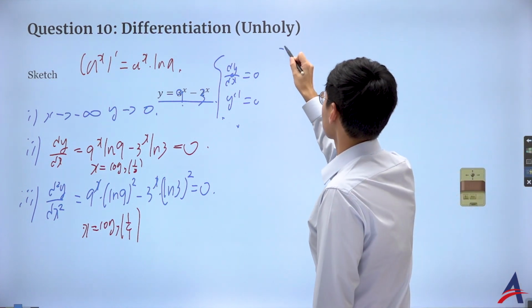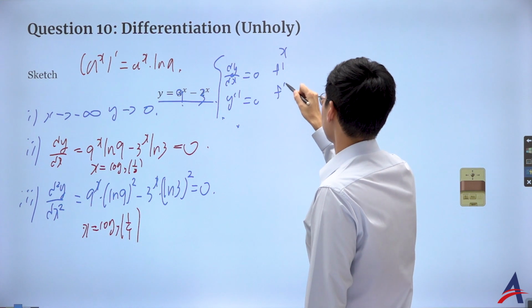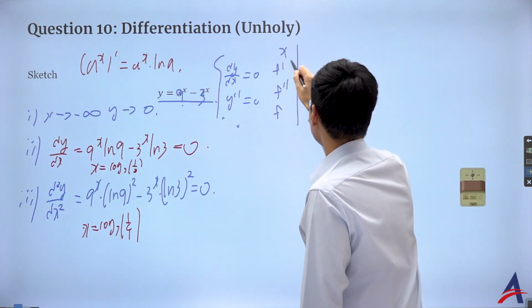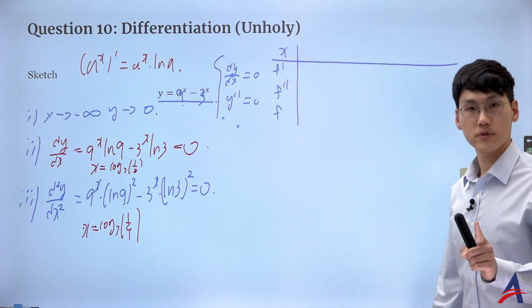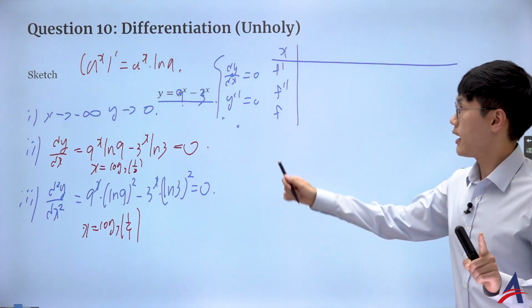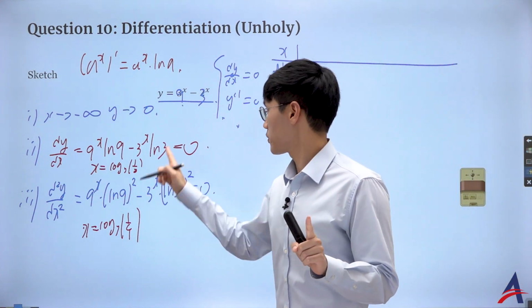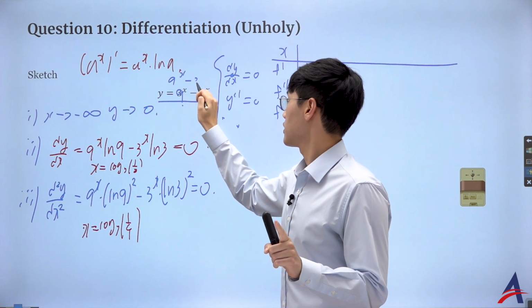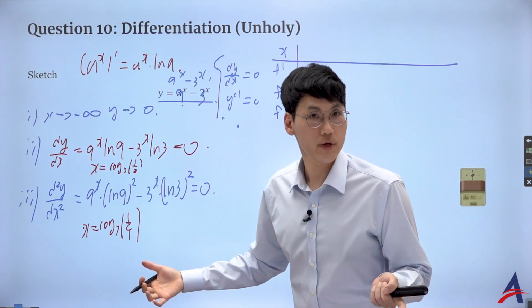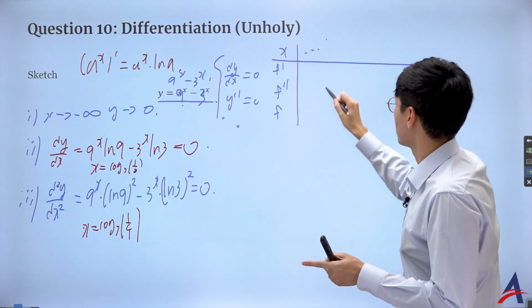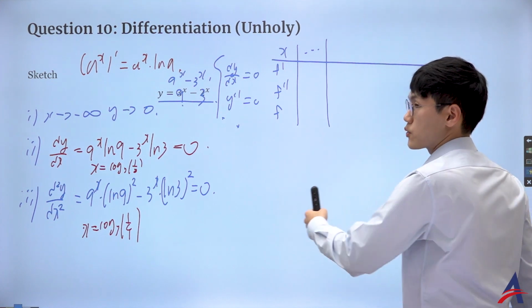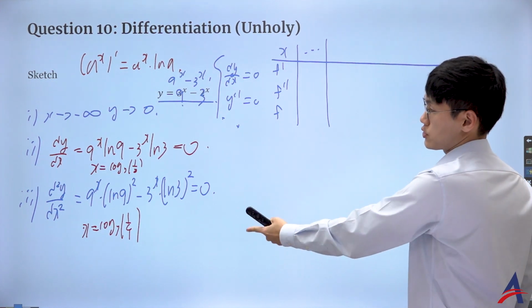So what I'm going to do is write x, f prime, f double prime, and then f. And what's the single most important thing in a function? The domain. I have the difference of the exponential functions 9 to the power of x and 3 to the power of x, and its domain is all real. So it can come from negative infinity, no problem. And I'm going to indicate the two crucial points that we just found on the way.